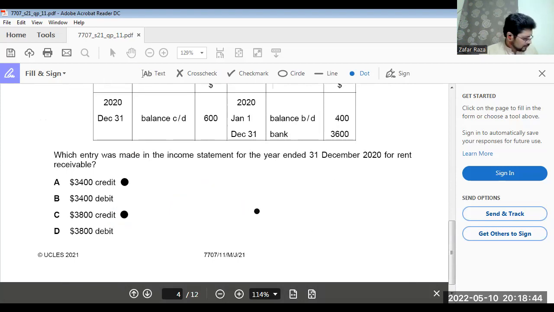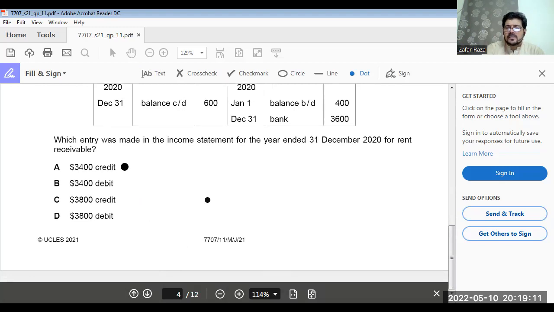Now what we have to do, we have to calculate. Okay. Now we received 3,600 during the year plus prepaid at start minus prepaid at end 600. So answer is 3,004. This is not the answer. A option is the answer, 3,400. We received 3,600 plus prepaid at start 400 minus prepaid at end, sorry, 600. Okay.